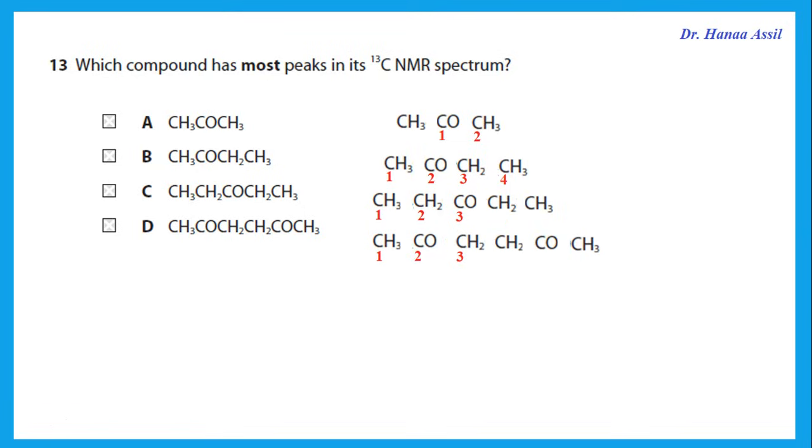What about in D? Again, we have the CH3, the CO, the CH2, and then the other part of the molecule is exactly the same, so they would give the same peak. So this is the one that would give the most peaks in its carbon-13 NMR.